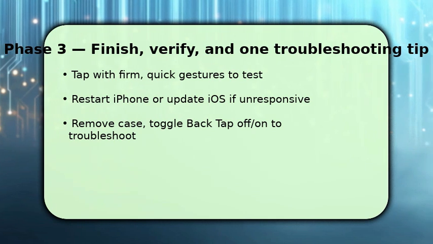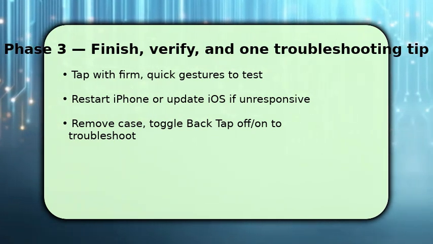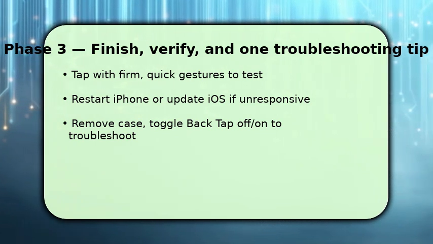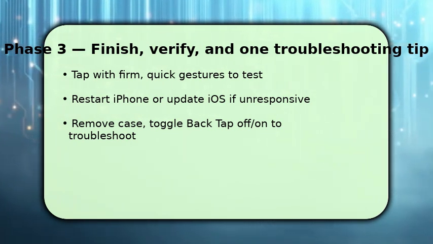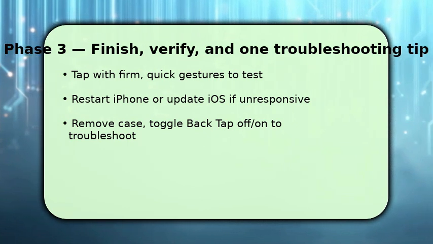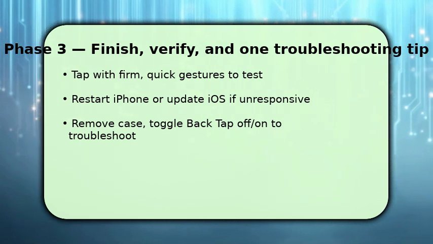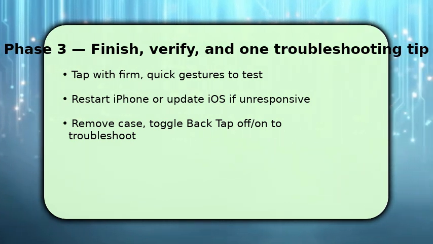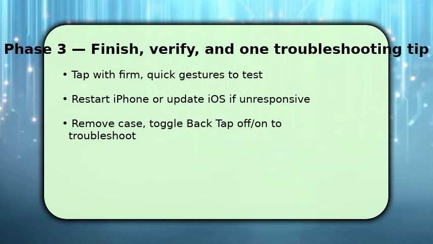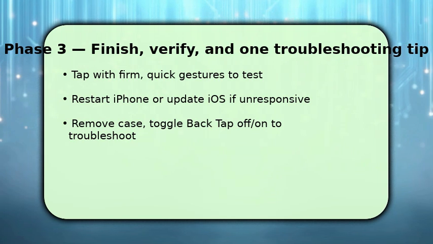Use firm, quick gestures near the center of the back. If it misses taps, remove the case, then try again. Cases often change sensitivity. Make sure iOS is up to date, and if needed, restart your iPhone, then toggle BackTap off and back on. If problems persist, recreate the shortcut or reset accessibility settings. This sequence narrows the cause and gets your BackTap reliably executing the actions you assigned.